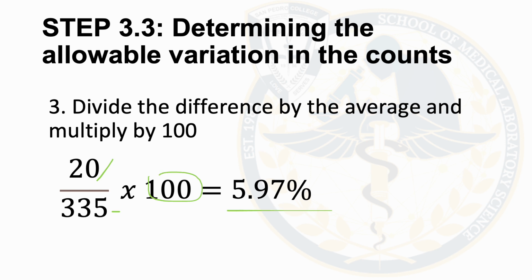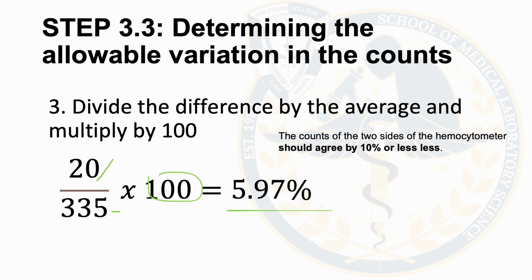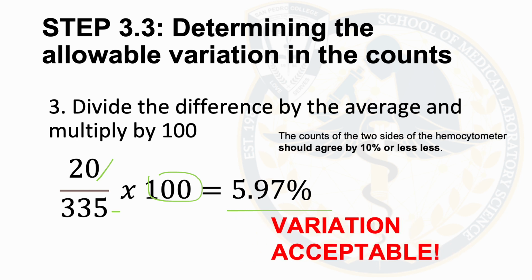And then this one is your variation, 5.97. So, allowed ba? Yes, acceptable ang variation because it should agree by 10% or less. Less than 10% yan.